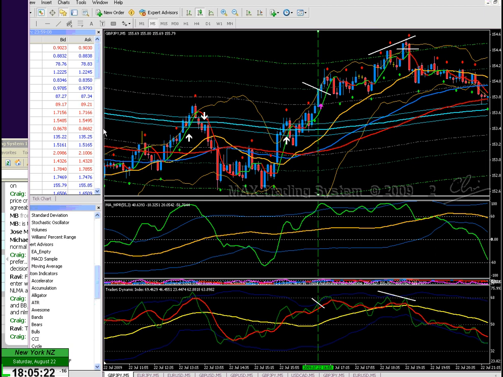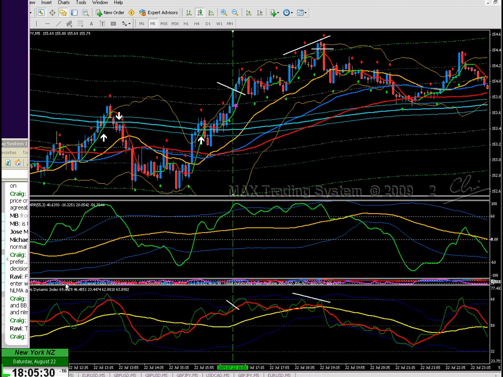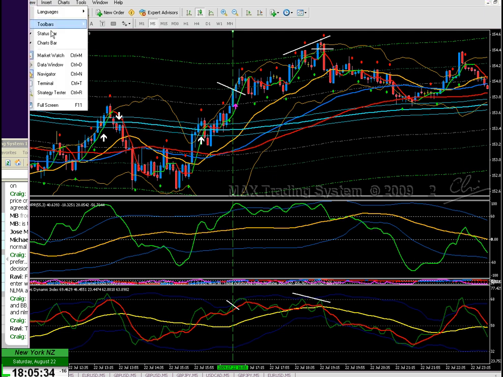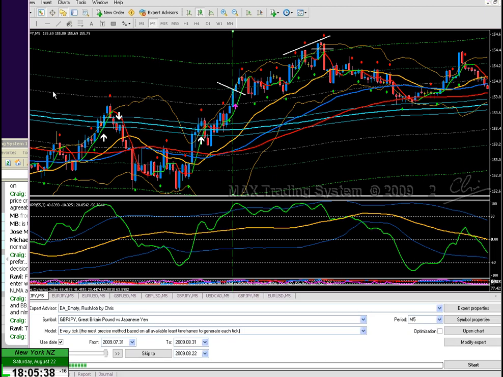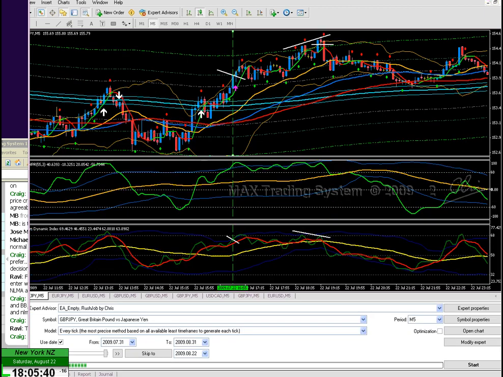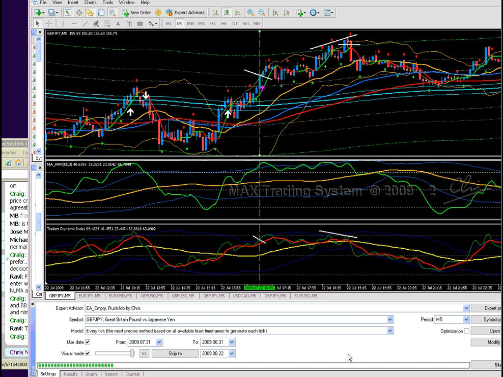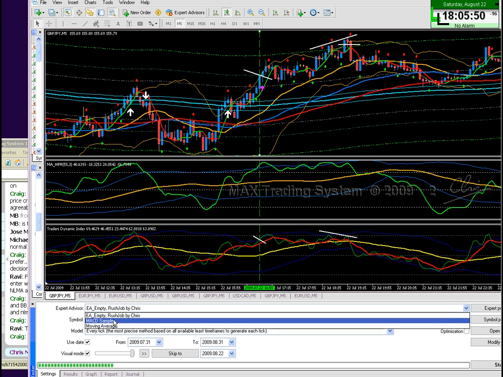I will enlarge my screen so that you see better. And I will send you the strategy tester, of course. You push on View here, View, Strategy Tester. You have the panel for the strategy tester which opens, and you have to fill all the fields here in this panel. So you choose the expert advisor, which is EA empty.